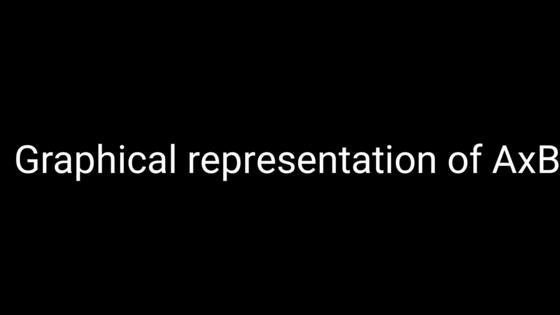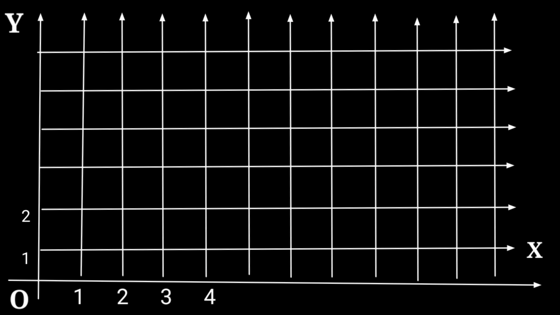For the graphical representation of A cross B, first let us draw the coordinate plane by drawing x-axis and y-axis. Now let us plot the points which are represented by the ordered pairs of the Cartesian product A cross B. That is, the first ordered pair is (1, 4). Here you see this is the point represented by the ordered pair (1, 4). Next (1, 5). This is the point represented by (2, 4). And this is the point represented by (2, 5). This is the point by ordered pair (3, 4) and it is the point by ordered pair (3, 5).